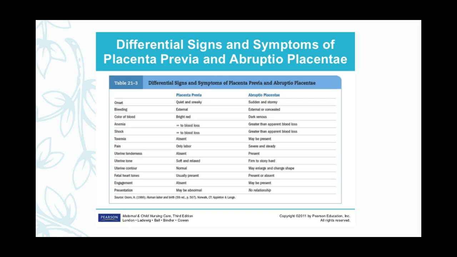Pain is severe and steady. They have much uterine tenderness whenever you palpate, and their uterus is firm and very stony hard. The contour of their uterus may enlarge, and it might change in shape. Their fetal heart tones might be present, but oftentimes they can be absent as well. Usually what you will find is that the babies are very bradycardic, or fetal heart tones are absent, or what you will see on the monitor are late decelerations.